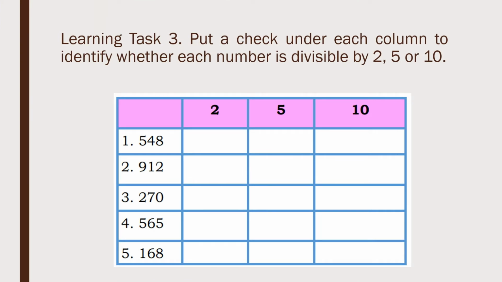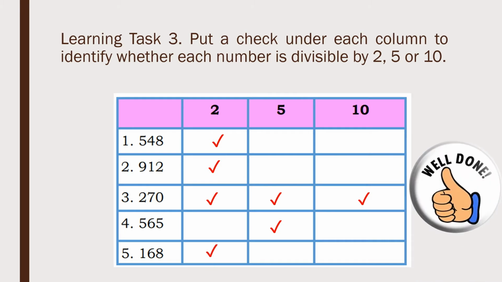Okay, let us see if your answers are correct. For number 1, 548 is divisible by 2. Number 2, 912 is divisible by 2. Number 3, 270 is divisible by 2, 5, and 10. For number 4, 565 is divisible by 5. Number 5, 168 is divisible by 2. Well done for this learning task.